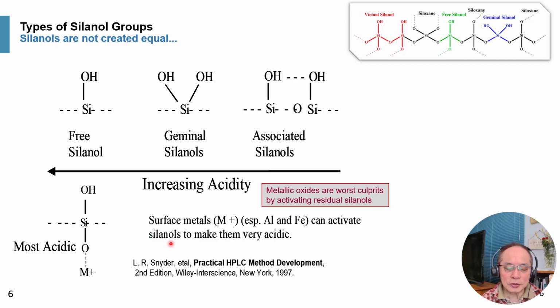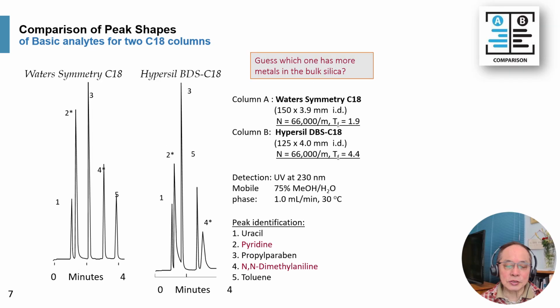So in order to reduce the activity, after this pivotal discovery, the cure is to actually make a silica which is high purity. And one of the first high purity silica materials, made into a column, is called Waters Symmetry, in the early 1990s.